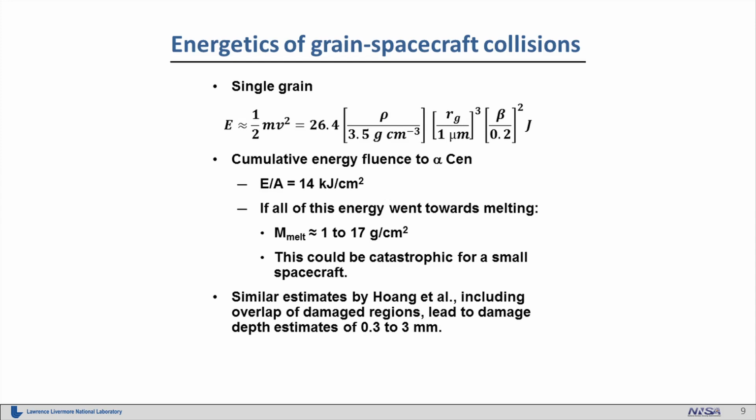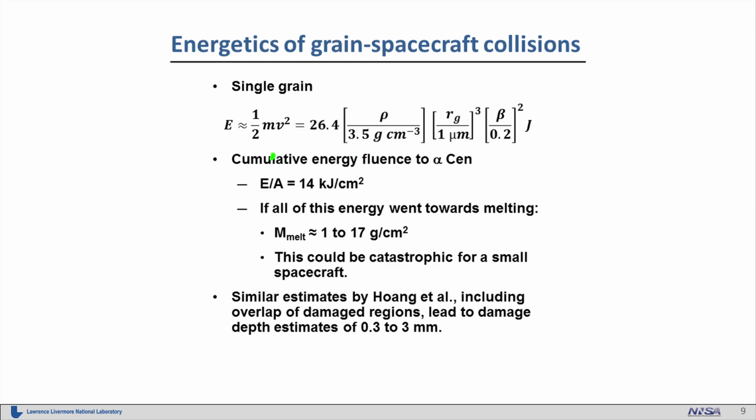The energetics are kind of interesting. A single dust grain carries an energy of approximately 1/2 mv squared, and that's typically 26 joules for these parameters of density, radius, and velocity. That's an interesting parameter to me because most of my work has been done in laser-matter interactions. And 26 joules is not an enormous laser, but a nice laboratory-sized laser. So you might actually think of trying to simulate this kind of process with a short pulse laser.